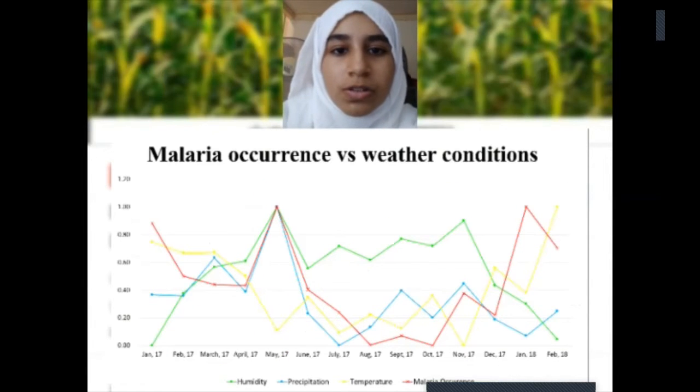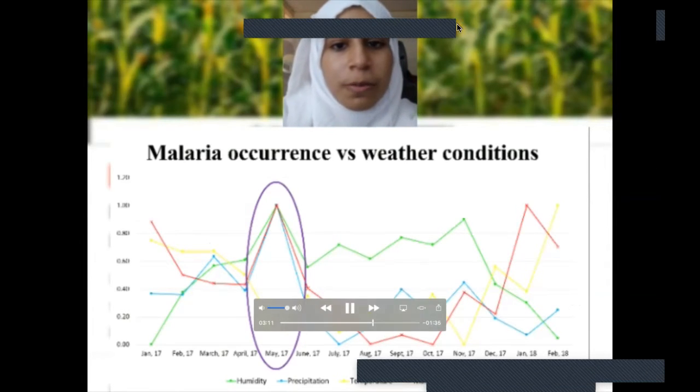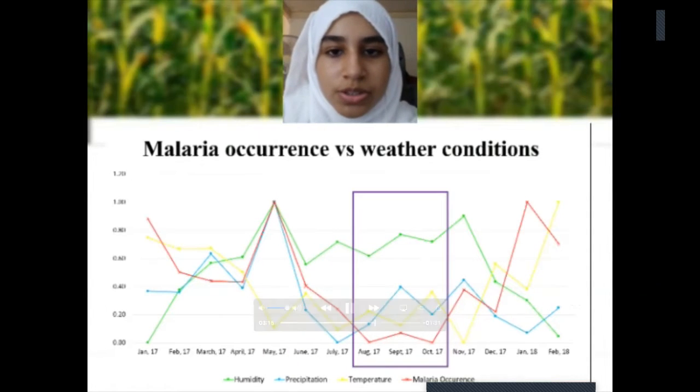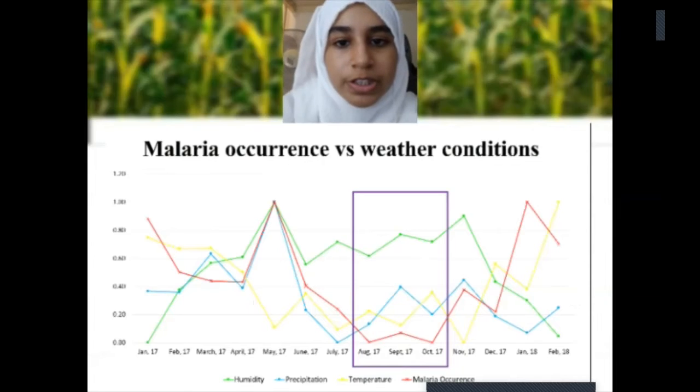Malaria is transmitted by the Anopheles mosquito, which breeds in stagnant water during the rainy seasons. It is clear from our data that there was a high vegetation cover and precipitation in May, which could have increased mosquito population, leading to an increased malaria occurrence. Between August and October 2017, malaria occurrence was at its lowest. This could be due to low vegetation cover.